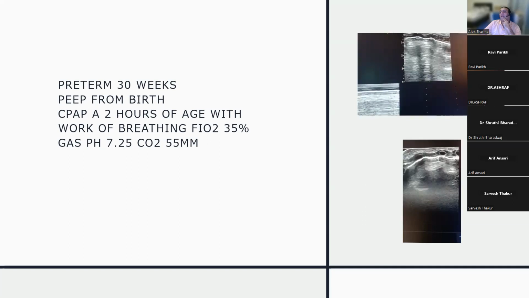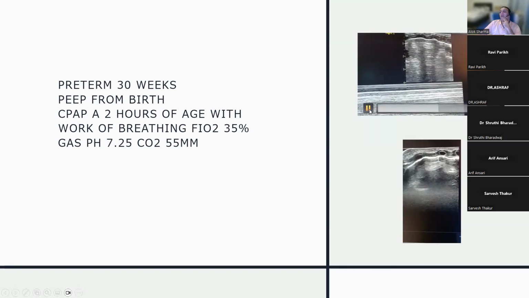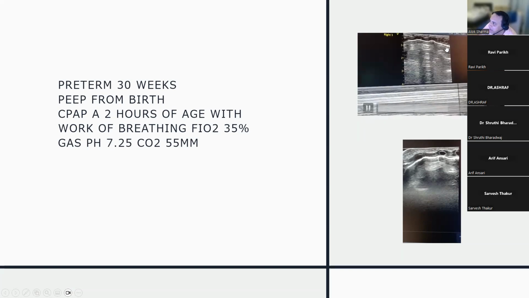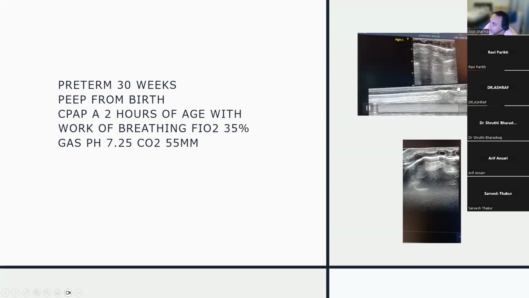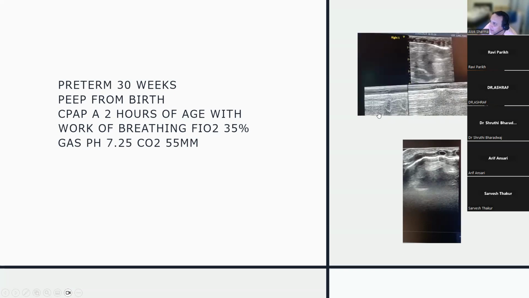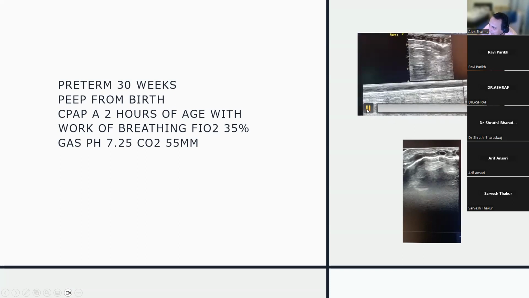I cannot see. Very good. What do you think, Dr. Ashraf? You think there's lung sliding? No, there is no lung sliding. Okay, very good. So what I'd say is there is an element of lung sliding on this corner over here, but actually this area over here, there's no lung sliding. And what you can see is a barcode sign. So you have got a pneumothorax.